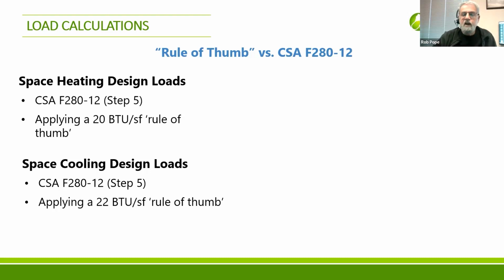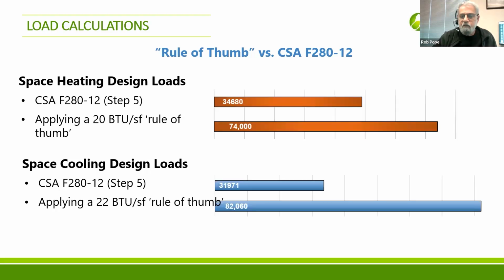So for this step 5 home, if you were to apply the rule of thumb, guess what will happen? Here's what you need, here's what you get. There's a huge difference, massive difference. We see this everywhere all the time. It's a problem across the continent, actually. Big problem. So you don't want rules of thumb.